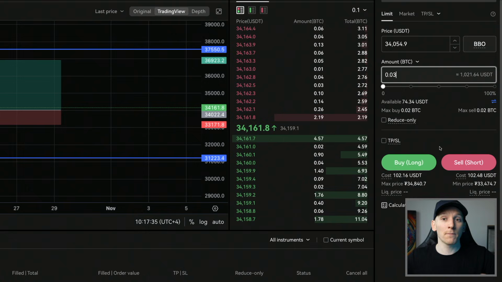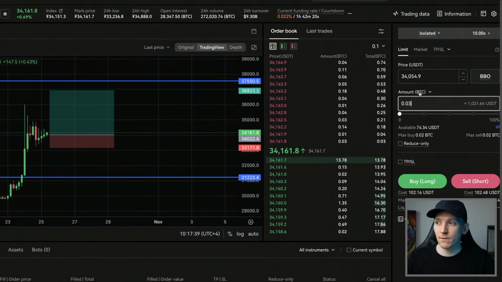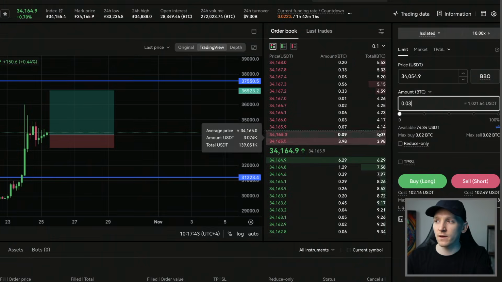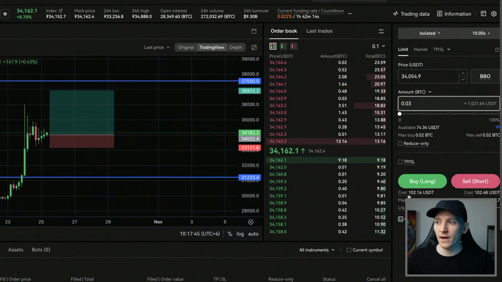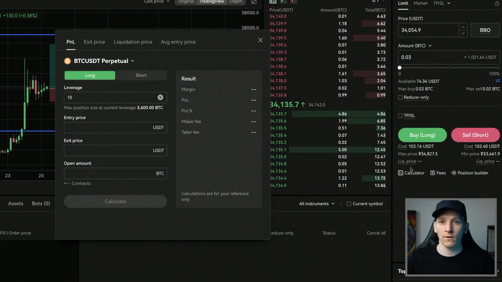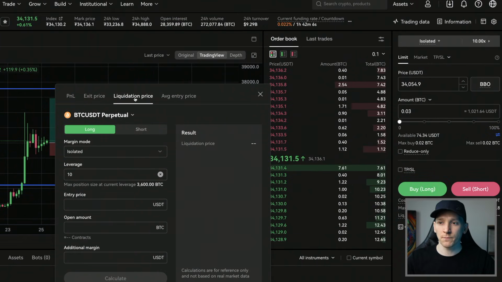The number one thing to look for when trading is the liquidation price of your trade. This is the main thing, and it is your risk. So what we're going to do here is put 0.03, which is 2% of our account of 1,000, and 10x leverage here. We know that our cost is $100. What we're going to do here is press the calculator, which is just below my head. You can see it right here. And we're going to do liquidation price.